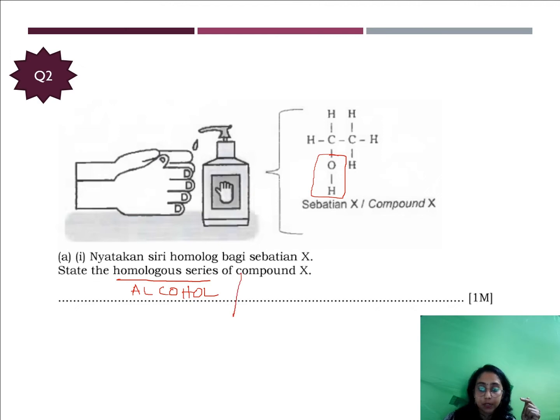If, let's say, the student writes negative OH, then your answer will be wrong, because they want the name of the family, not negative OH. So this is the misinterpretation that always occurs among the candidates, because they don't understand the words homologous series. So what I'm going to emphasize here is homologous series, name of the family, remember.